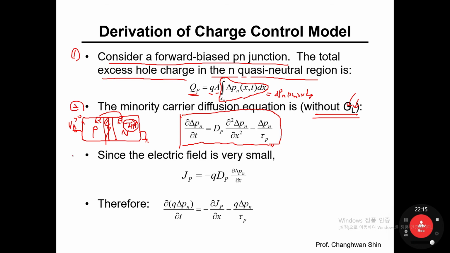All right. Number three, since we are looking at how holes are diffused inside the quasi-neutral region, in this quasi-neutral region the electric field is very small, right? I mean, almost 100% of the externally applied voltage VA is well delivered and well dropped across the depletion layer or junction. So the junction voltage is almost identical to the externally applied voltage VA. Why is that?